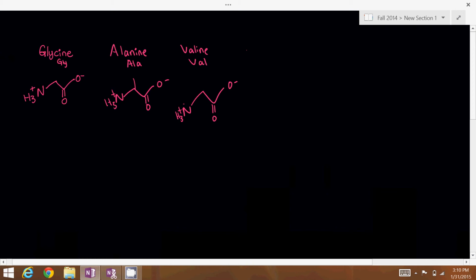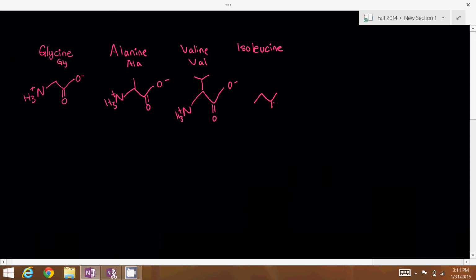So the difference between valine and alanine is that it still has a methyl group, but it has two more methyls coming off of that methyl group. So I remember it as three branches. So zero branches, one branch, three branches. Next one is isoleucine. As we progress, the amino acids will get more and more advanced and complex.